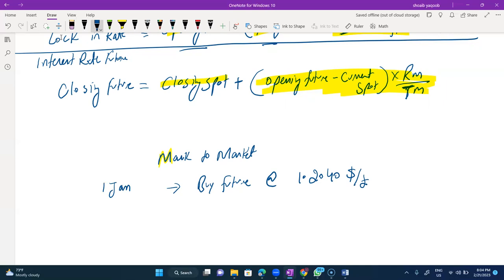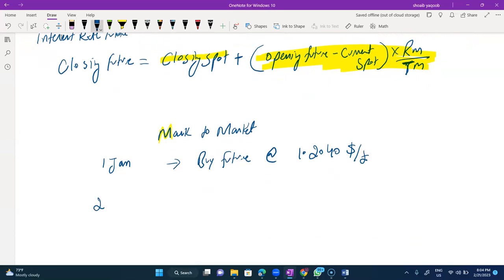Mark to market will be tested in part B. Remember this. Examiner will never test mark to market in A part. So on 1st January, you have entered into a contract that you will buy dollar at 1.2040. For example, the number of contracts is 50 and contract size is 62,500 pound. I'm just assuming this is the number.